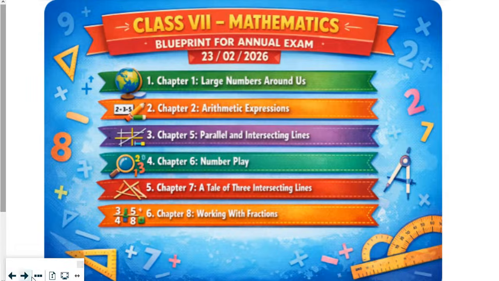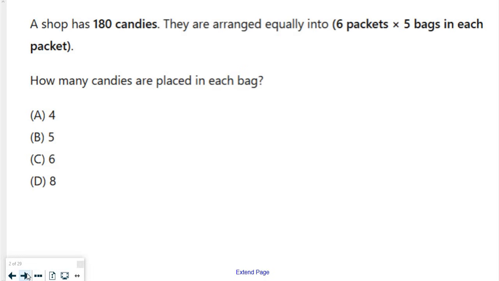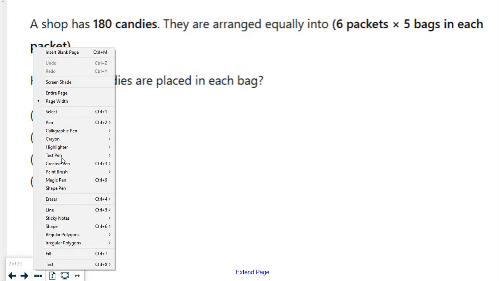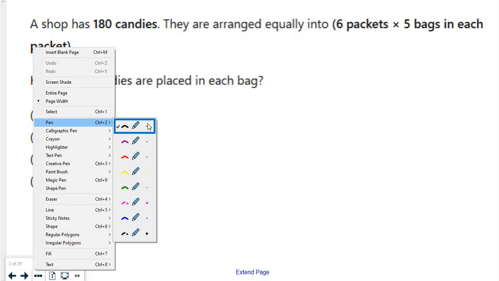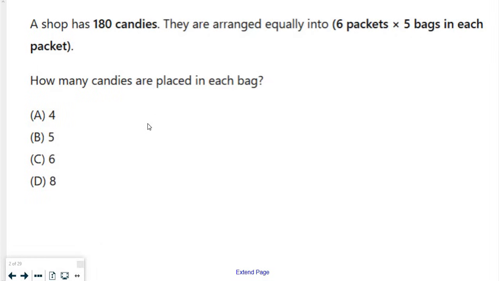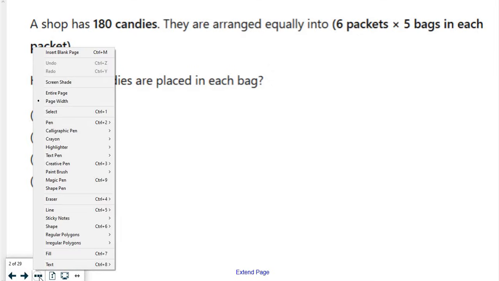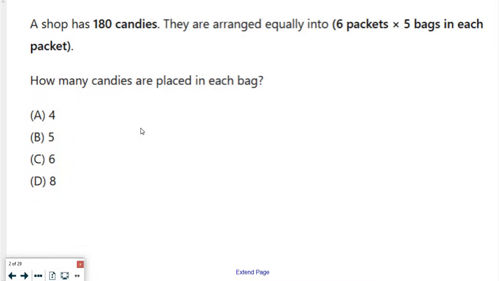Alright, so now let us see the first question. The first question says, a shop has 180 candies, and they are arranged equally into 6 packets and 5 bags in each packet. How many candies are placed in each bag? So this is a multiple choice question which I'm going to explain as follows.